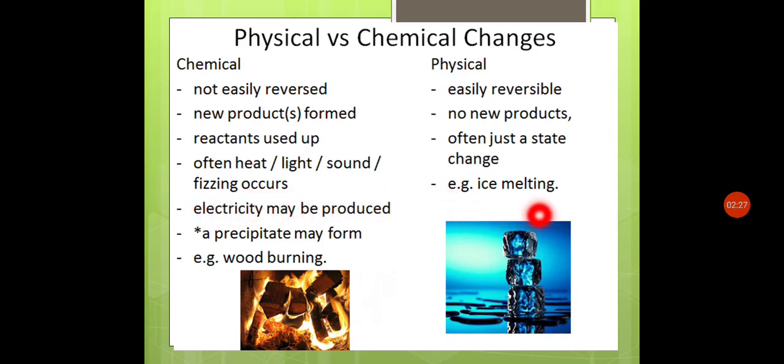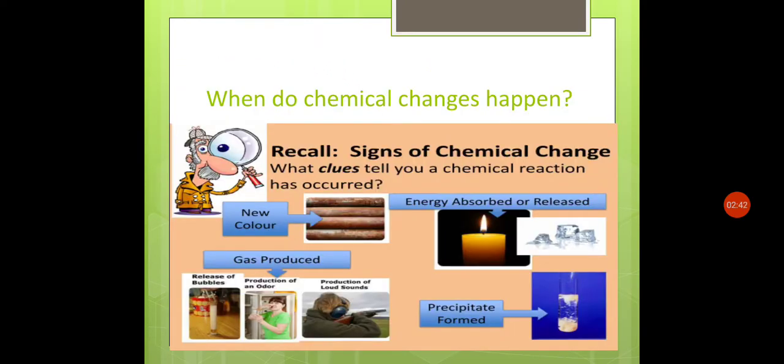For example, ice melting is a physical change. A precipitate may form; for example, wood burning is an example of chemical change. When do chemical changes happen? What clues tell you a chemical reaction has occurred? New color, energy absorbed or released, gas produced, precipitate formed.